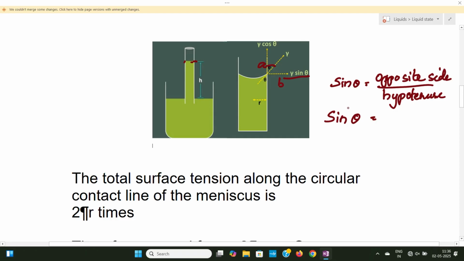So the opposite side, if this is B, this side will be B, and this side will be A. Therefore, the opposite side B is B by gamma, so B is equal to gamma sin theta. The same way, A is equal to gamma cos theta. And the radius of the capillary tube is R.